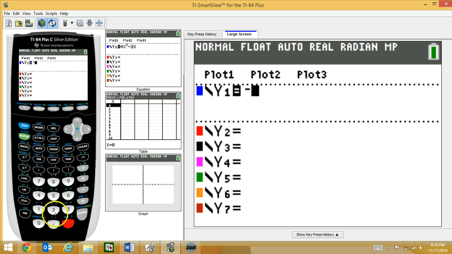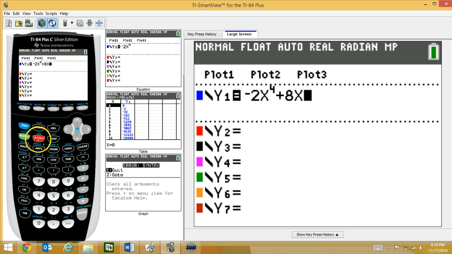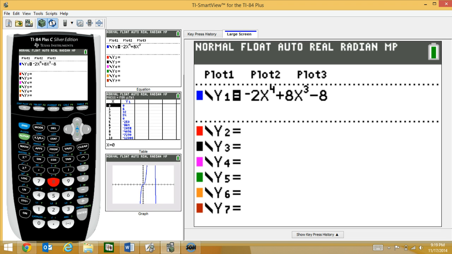It was negative 2x to the fourth, and then again we right arrow to get out of that exponent, plus 8x cubed. Once again, right arrow to get out of the exponent, minus 8x squared, using that button for the squared, and plus 2.